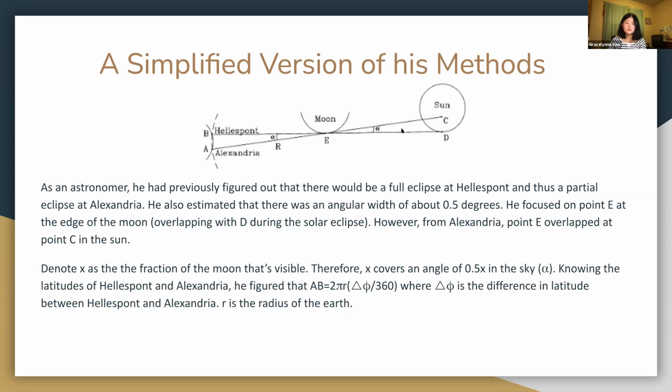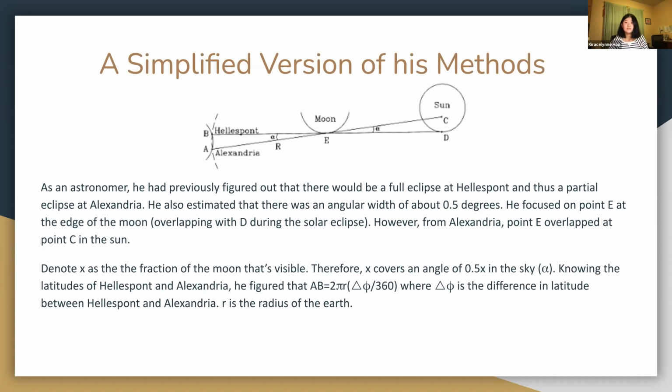And knowing the latitudes of Hellespont and Alexandria, I will explain latitude briefly since it's related to geography. If you've seen in maps, the lines that run across the maps, that's basically the latitude measures. So for instance, the equator has a latitude of 0, I believe, and it just goes outward from there. So from the top to the bottom, it will have positive and negative latitudes. But previously, he did know these latitudes.